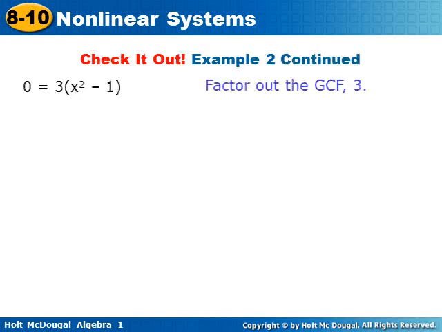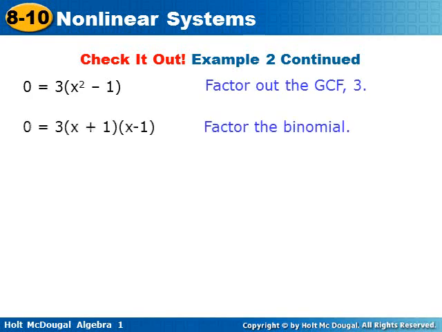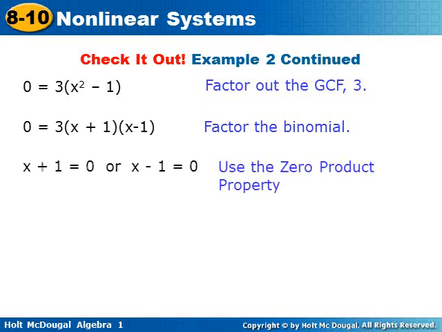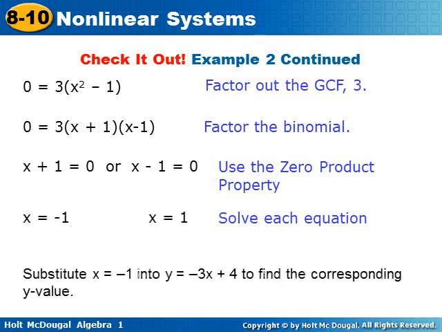So we're going to factor out the greatest common factor, which is a 3, and we get 3 times x squared minus 1. We're going to factor the binomial into x plus 1 times x minus 1. And then we're going to use the zero product property, x plus 1 equals 0 or x minus 1 equals 0. We're going to solve each equation, and we get negative 1, positive 1.